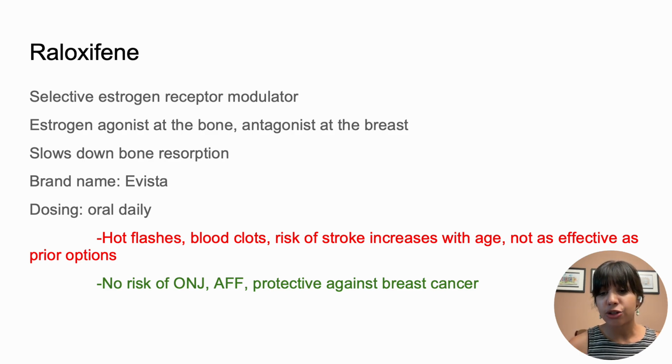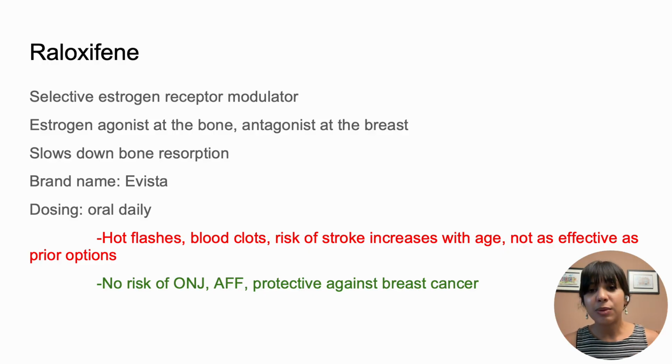Raloxifene, this is a selective estrogen receptor modulator, or SERM. It actually acts as an estrogen agonist at the bone, meaning it's beneficial at the bone, and an antagonist at the breast, which is protective at the breast. It slows down bone resorption, and its brand name is Evista, and it's an oral medication daily. It can cause hot flashes, blood clots, and stroke risk does go up with age. And it's not as effective as some prior options, but it is out there for patients who are intolerant to some of our other options.